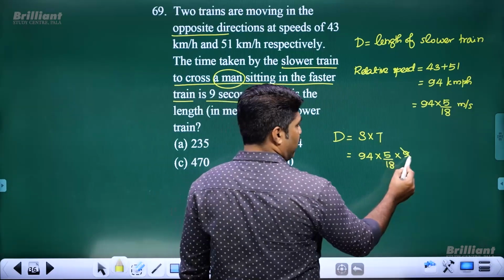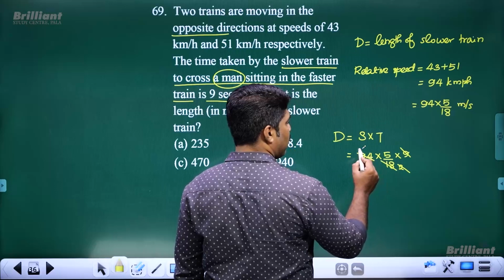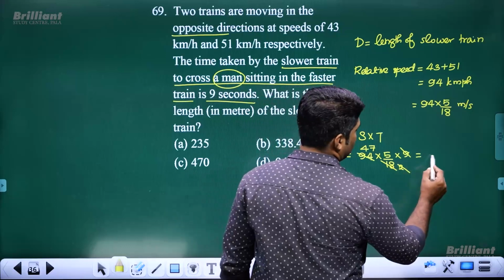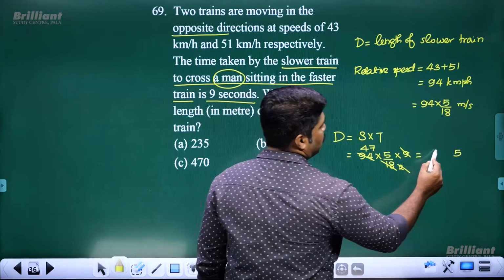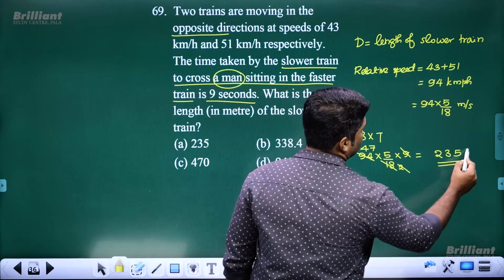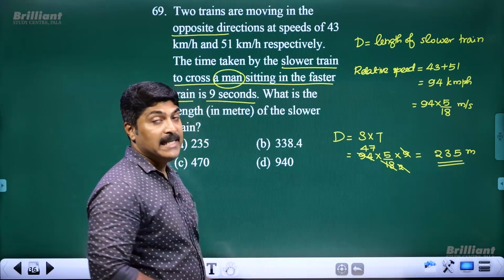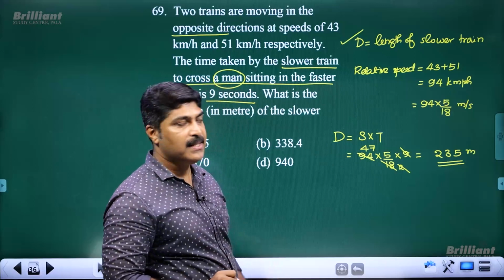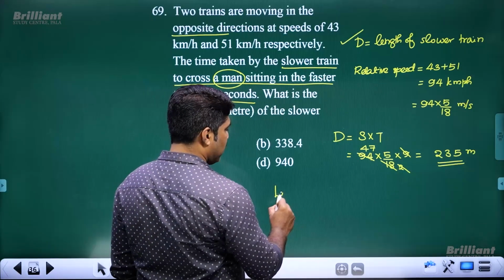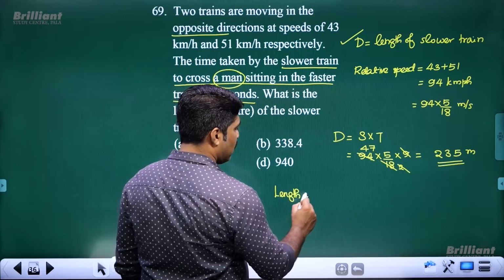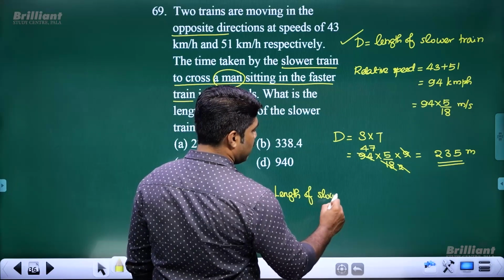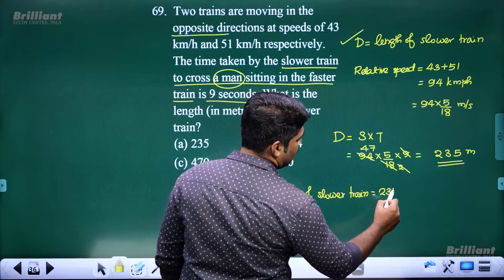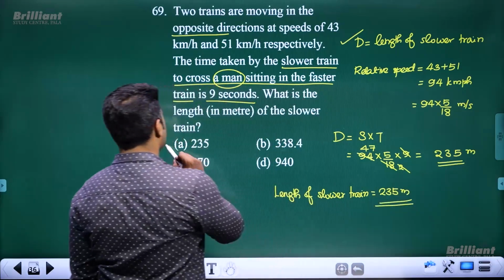Simplified. So here we can simplify it like this. 2, this is equal to 47. So what is 5 into 47 here? So that's equal to 235 meter. So that is same as length of the slower train, because we already found that the distance in this activity, that is the length of the slower train. Therefore, the length of slower train is 235 meter. So this is the answer.